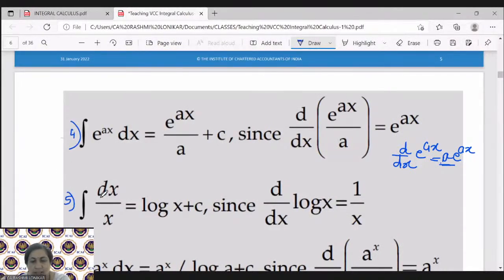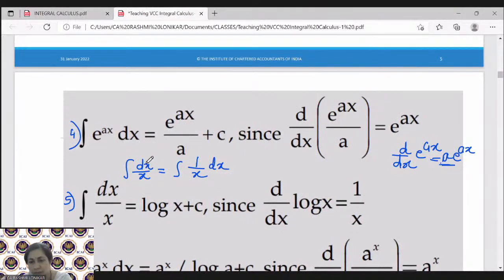Fifth formula is saying that 1 upon x. Suppose I have 1 upon x dx, this is equal to log x plus c. In some books you will find it written like this. So integration of dx upon x means the same as integration of 1 upon x dx. Some children get confused. Let me put that to rest. Writing dx upon x or writing integration of 1 upon x into dx is one and the same thing.